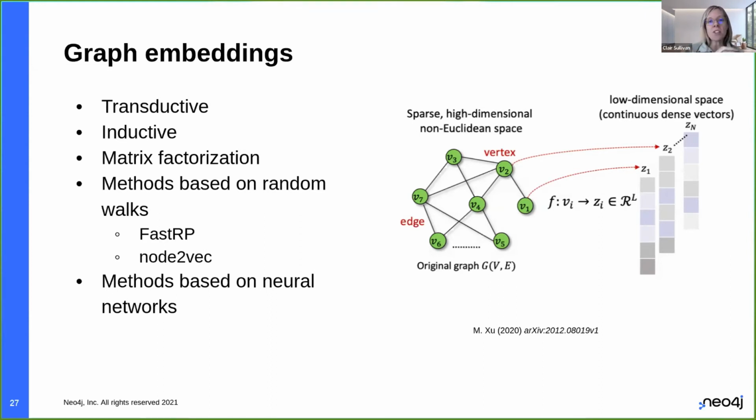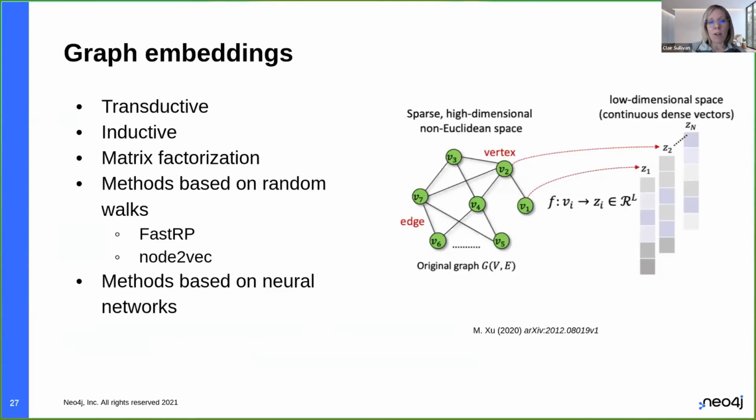Now, of course, there's no such thing as a free lunch. If I use an inductive embedding model, then I have to expect that I'm going to need more compute to calculate those embeddings. There are approaches based on matrix factorizations, random walks, and neural networks. It's a really hot area of research right now, but there are some that have become standards. We'll talk about one of those in a minute. I call out FastRP and Node2Vec. We're going to talk about Word2Vec in a minute, so just keep Node2Vec in the back of your mind. The similarity of the algorithm name is a hint of what's coming.